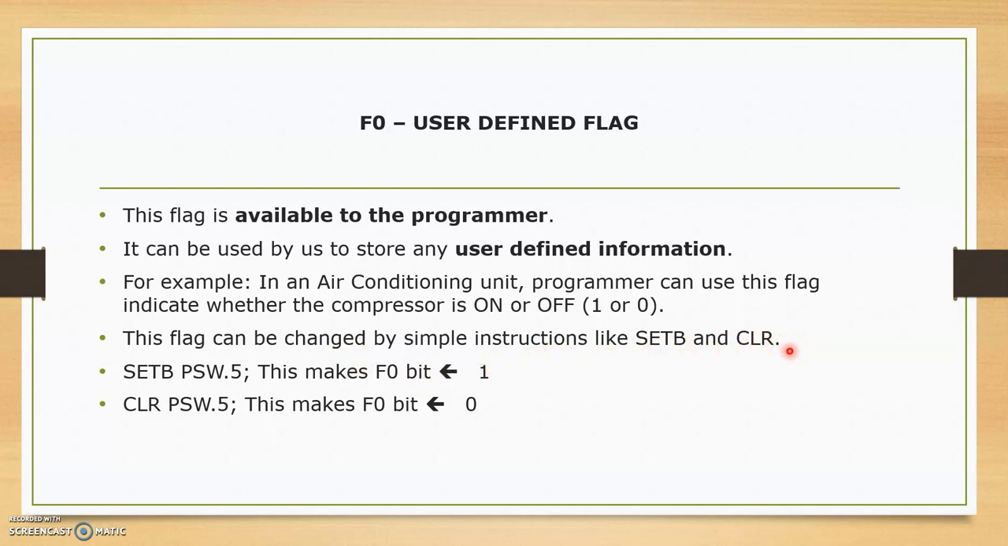We have already discussed the SETB and CLR instructions. SETB means to change the bit to 1 and clear means to change the bit to 0. So SETB PSW.5 makes the F0 flag 1. And if we are clearing PSW.5, which is the bit number of the F0 flag, this makes the F0 flag 0.